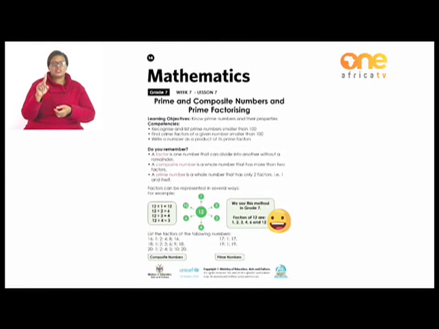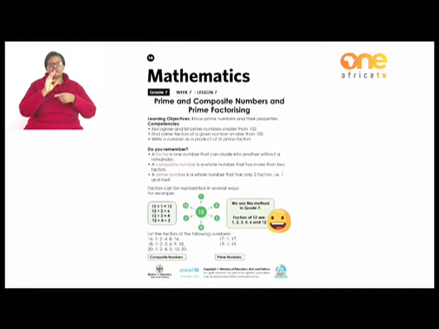Factors of 20: 1, 2, 4, 5, 10, and 20. And those numbers, 16, 18, and 20, are called composite numbers. Why? They have many factors.